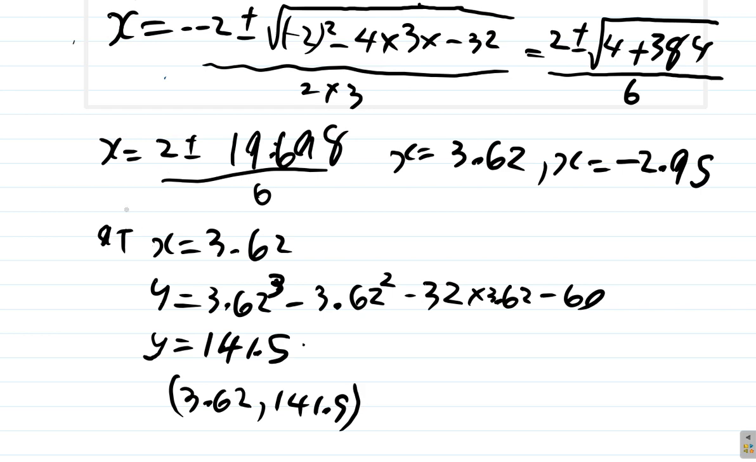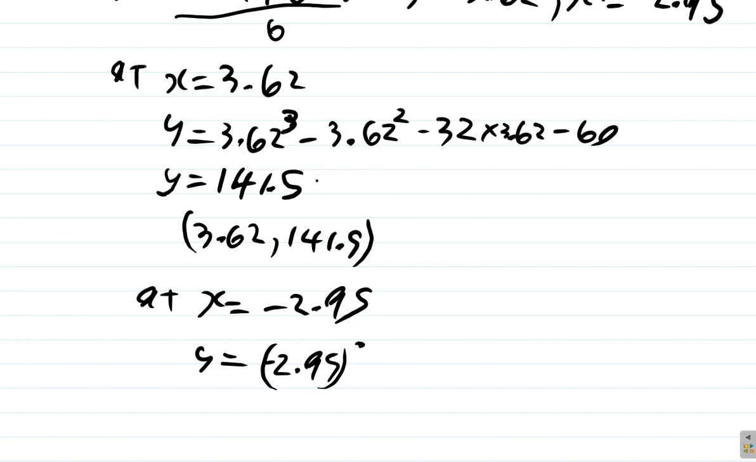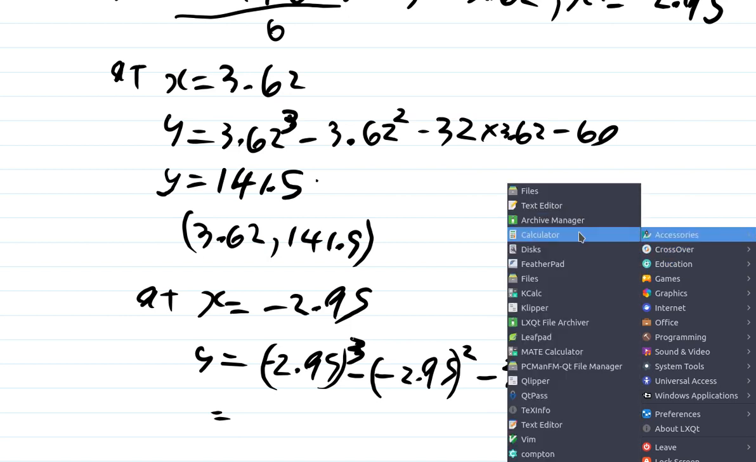So at negative 2.95. So at x equals negative 2.95, y equals negative 2.95 cubed minus negative 2.95 squared minus 32 by negative 2.95 minus 60 equals. So let's work this one out and see what we get.